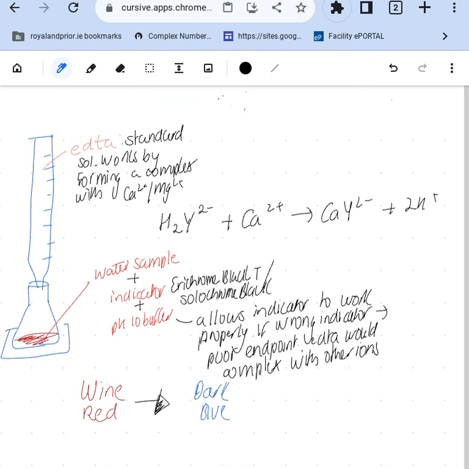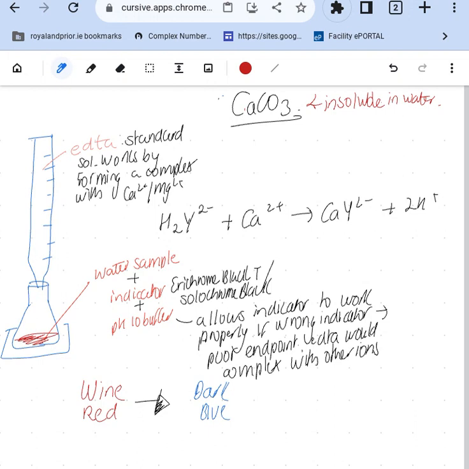Now in this experiment, we express hardness in terms of parts per million of calcium carbonate, CaCO3. Technically that is not correct because calcium carbonate is insoluble in water. It doesn't dissolve in water, but it's just by convention. It works out handy as well, because the relative molecular mass of calcium carbonate is 100.